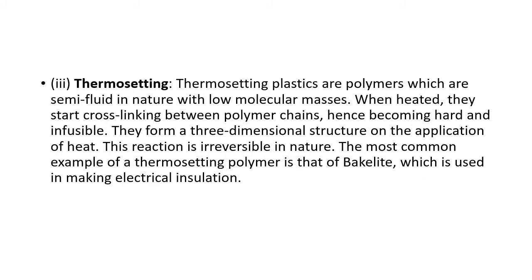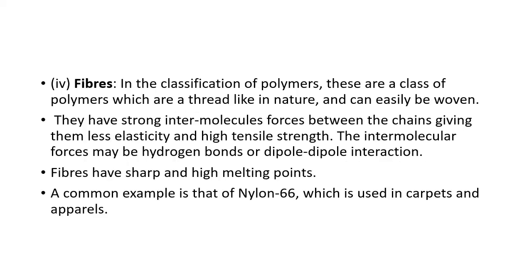Now we come to the thermosetting. Thermosetting plastics are the polymers which are semi-fluid in nature with low molecular masses. So when heated, they start cross-linking between the polymer chains, hence becoming hard and infusible. They form a three-dimensional structure on the application of heat. So this reaction is irreversible in nature, and the most common example of a thermosetting polymer is bakelite. It is used in making electrical insulation.